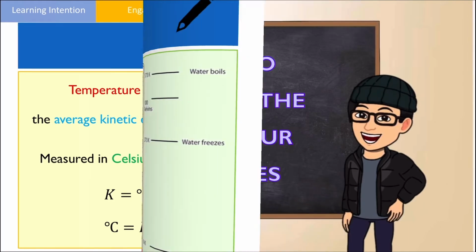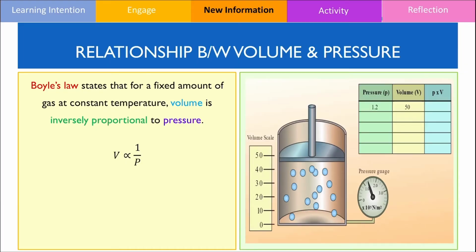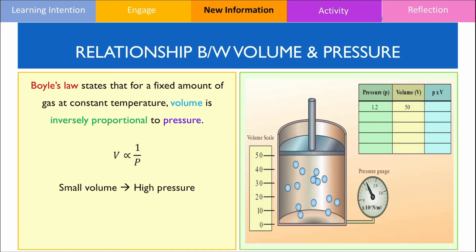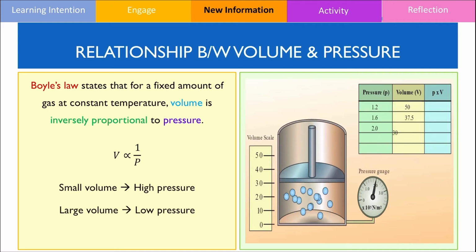Now that we've covered pressure, volume, and temperature, let's learn about the different gas laws that describe the behavior of ideal gases. Boyle's law states that when you've got a fixed amount of gas at constant temperature, volume is inversely proportional to pressure. This means that when the volume of gas is low, the pressure exerted on the walls by the gas is high, and vice versa, as you can see in the animation.